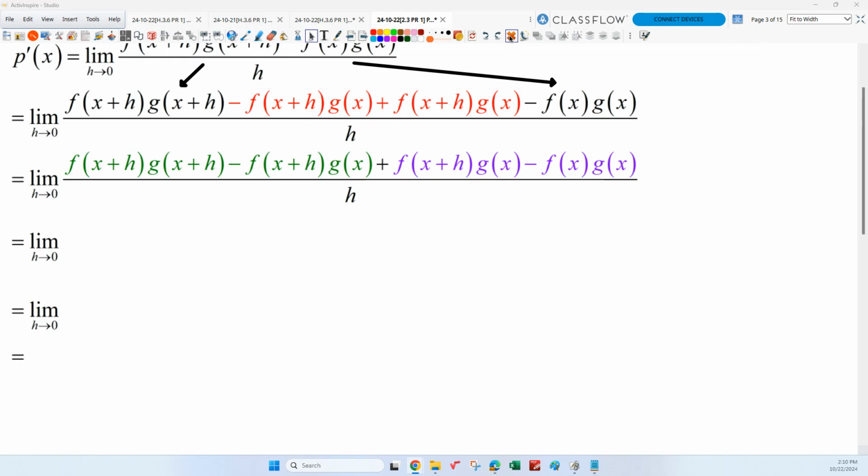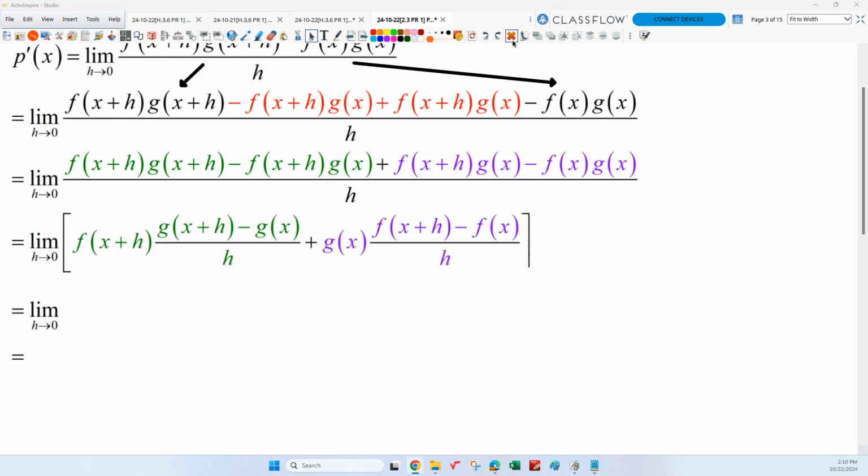Okay, and I kind of color-coded these. The first group is green, the second group is purple. Out of the first group, we factored out an f of x plus h. Out of the purple group, we factored out a g of x. Okay, why might that be useful?